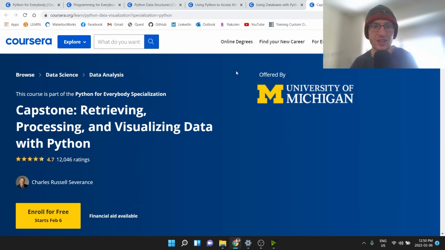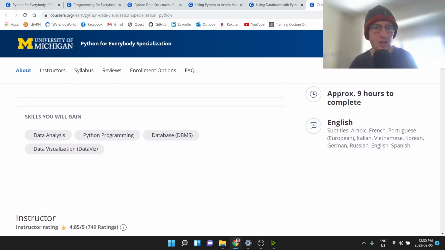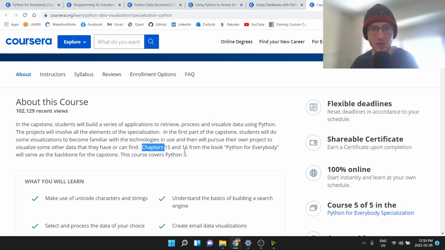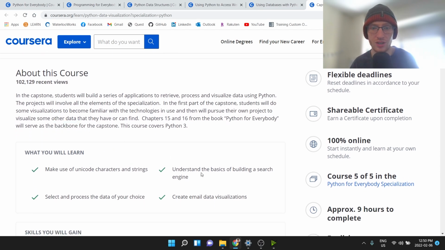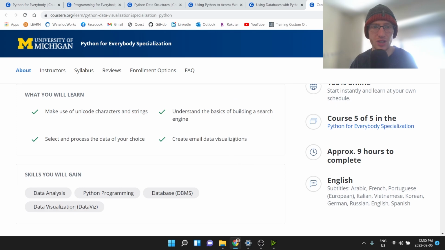The final thing is the capstone, retrieving, processing, and visualizing data with Python. So they say data viz. I don't really know who says that. I've seen it before. It's kind of silly. But basically chapters 15 to 16, and this serves as the backbone for the capstone project. So understand the basics of building a search engine. It's just a choice. There's a lot of different things they could do for a capstone project. That's just what they thought would be interesting, and some email data visualization as well.